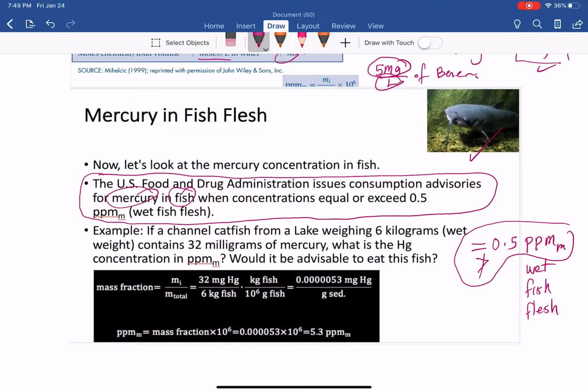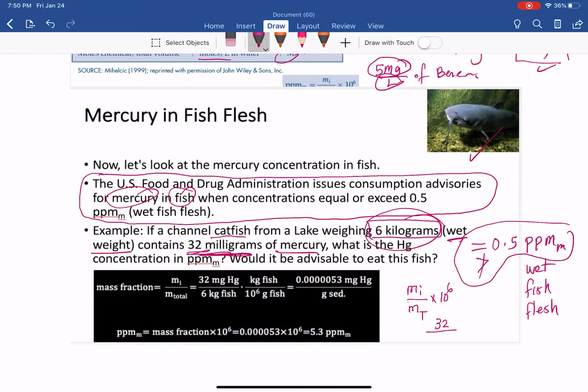Let's look at this example. If a channel catfish from a lake weighing 6 kilograms, so the weight of the fish is 6 kilograms. Remember that we did find out before that if you want to find ppm mass, it is mass initial over mass total times 10 to the 6. So this is the total mass of the fish. Remember, it's wet weight, which is like the wet fish flesh. And this 6 kilograms, you take it to the lab and you find out that there is 32 milligram of mercury in it. What is the mercury concentration in part per million by mass? So the mass initial of the organic is 32.